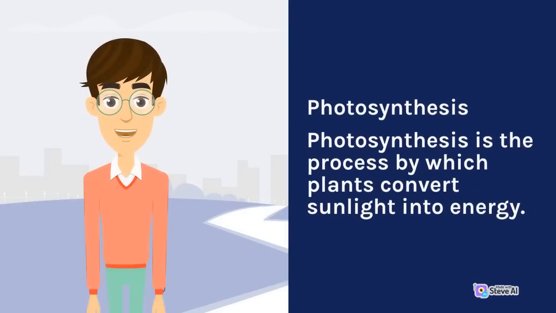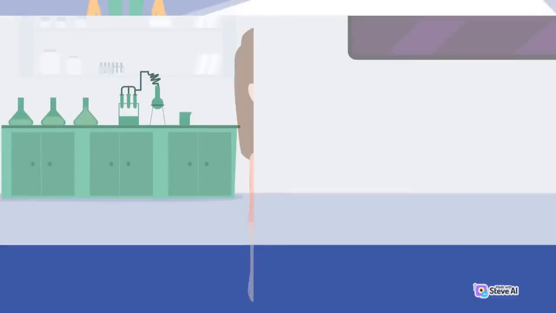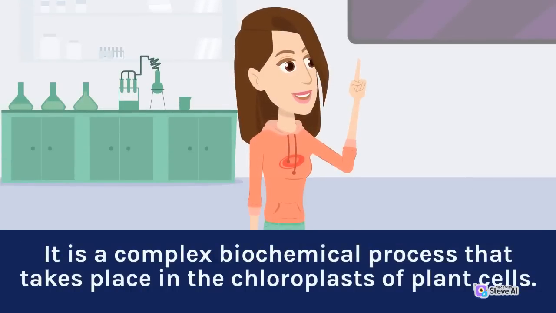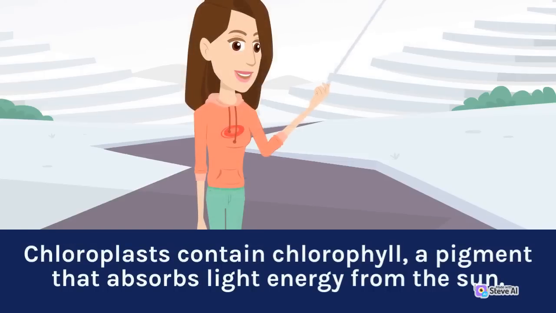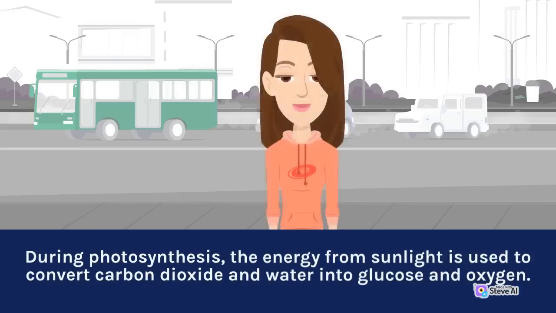Photosynthesis. Photosynthesis is the process by which plants convert sunlight into energy. It is a complex biochemical process that takes place in the chloroplasts of plant cells. Chloroplasts contain chlorophyll, a pigment that absorbs light energy from the sun. During photosynthesis, the energy from sunlight is used to convert carbon dioxide and water into glucose and oxygen.